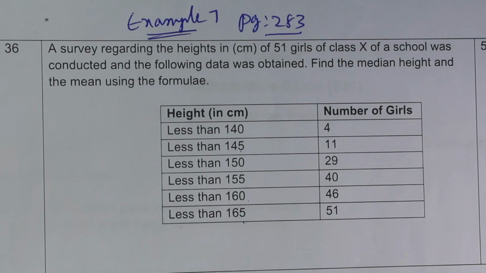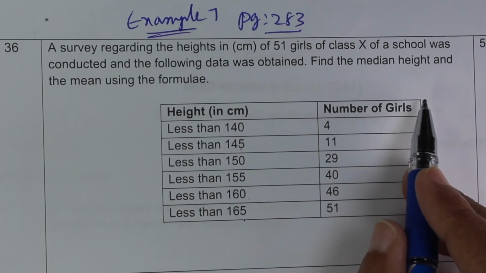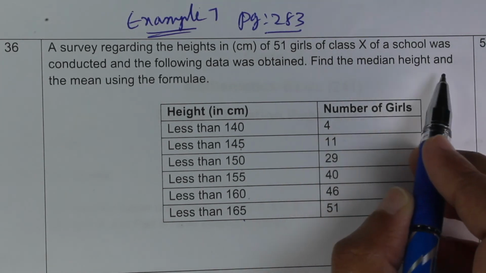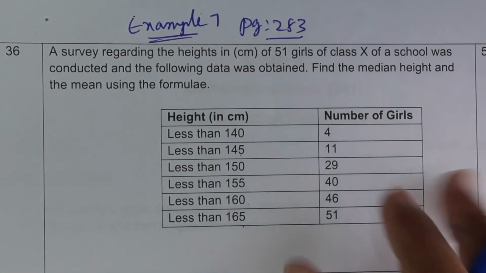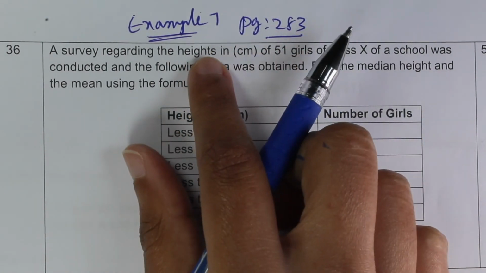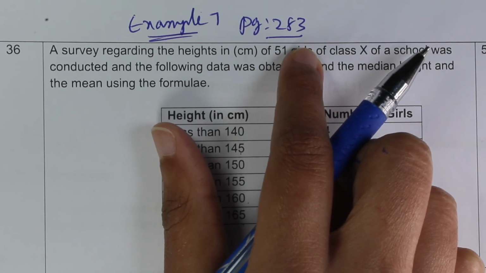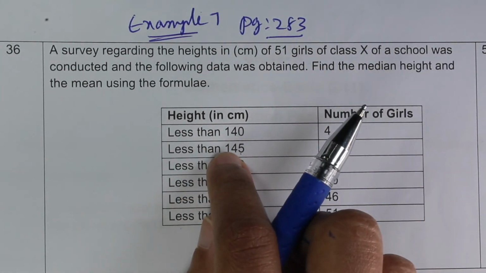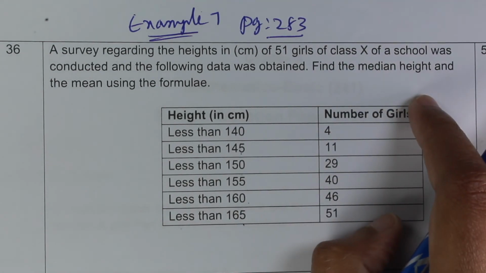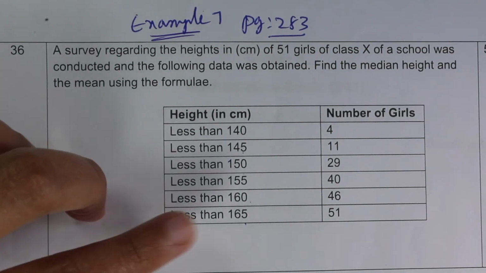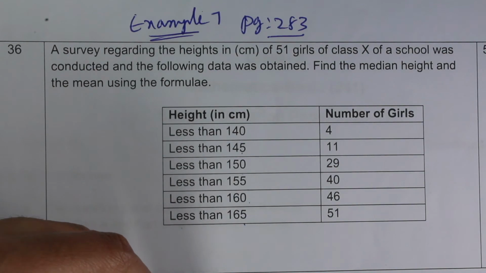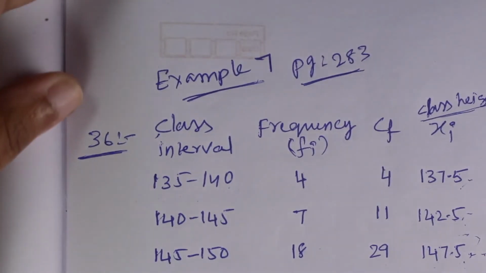Now let's look at the 36th problem. Here he has given data of the heights of the girls. So we have to calculate the median height and the mean using the formula for this table. This is an example problem from the textbook, example 7, page number 283. First of all, let's see how we can calculate the median height of this table. To calculate the median height, first we have to extract the class intervals from this data and the respective frequencies. So this is how I have divided it.